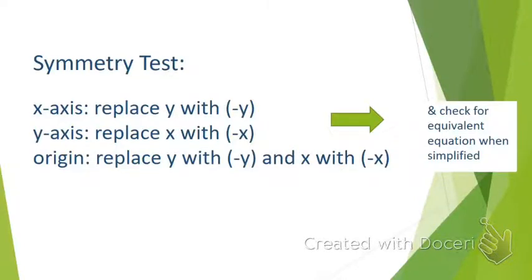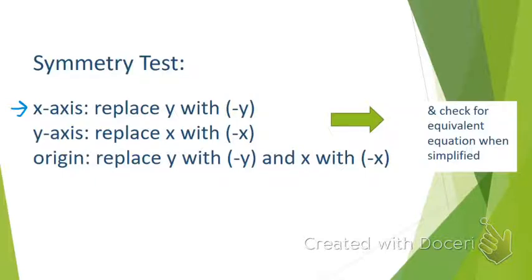Okay, so the second half of 1.2 is over symmetry. There are three different types of symmetry that a graph or function can have. The first one is symmetry with the x-axis. The way you're going to test for symmetry with the x-axis is you're going to replace the y with a negative y and simplify it.